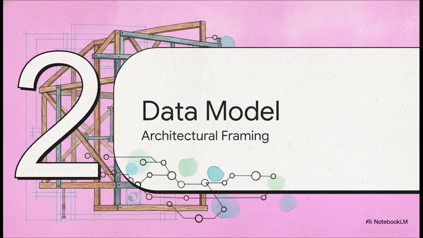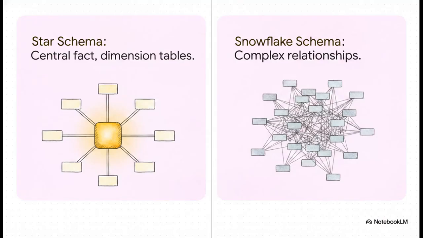That brings us to part 2, structuring your data model, the architectural framing. With the concrete poured, we have to put up the framing that holds this whole thing together. When it comes to that framing, the star schema is absolutely king for DAX performance. You've got a central fact table holding your measurable data, like sales, surrounded directly by dimension tables that describe those entities, like your products or time.